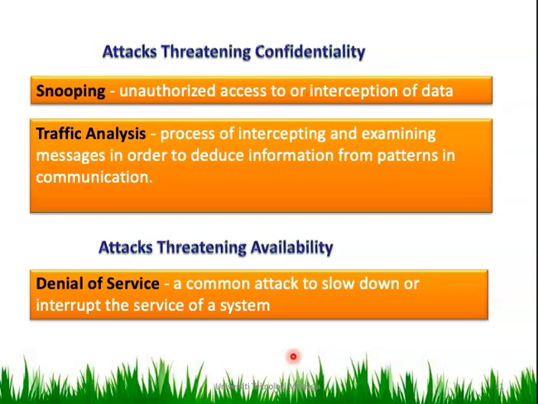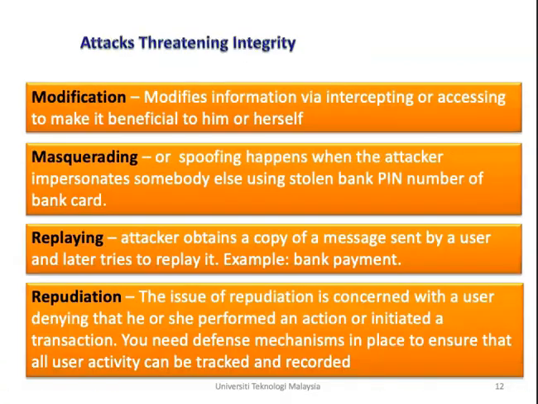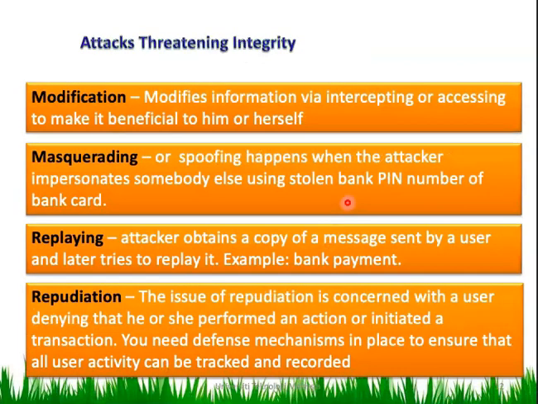So we are talking about the requests between the client and the server that can cause a denial of service attack. Another taxonomy is attacks threatening integrity. We look at them one by one. First, modification. Modification means modifying information by intercepting or accessing it to make it beneficial to him or herself. For example, a customer sends a message to a bank to do some transaction, and the attacker intercepts the message and changes the type of transaction to benefit herself.